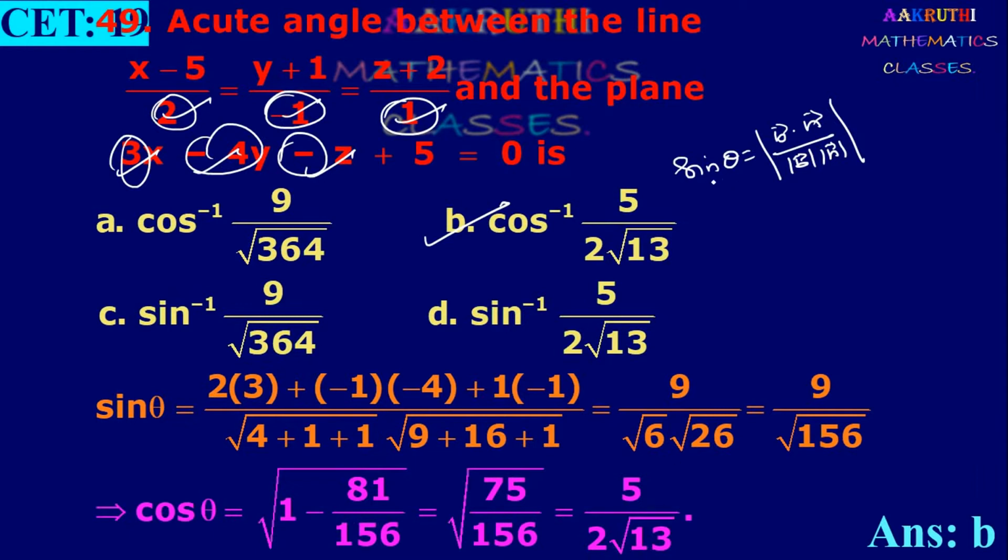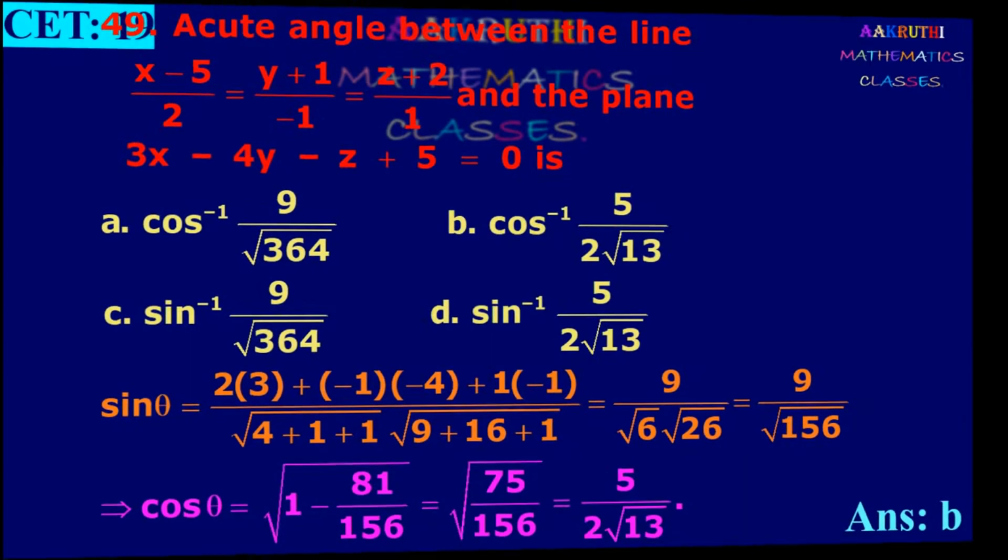That is, angle between line and plane is sin theta equal to b vector dot n vector divided by magnitude of b vector into magnitude of n vector. But here we will not get the answer in terms of sin inverse. So we have to convert into cos and we get the correct option is option B.